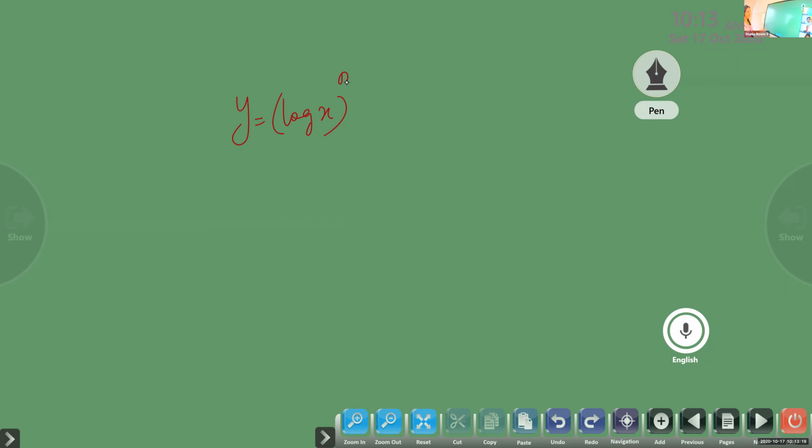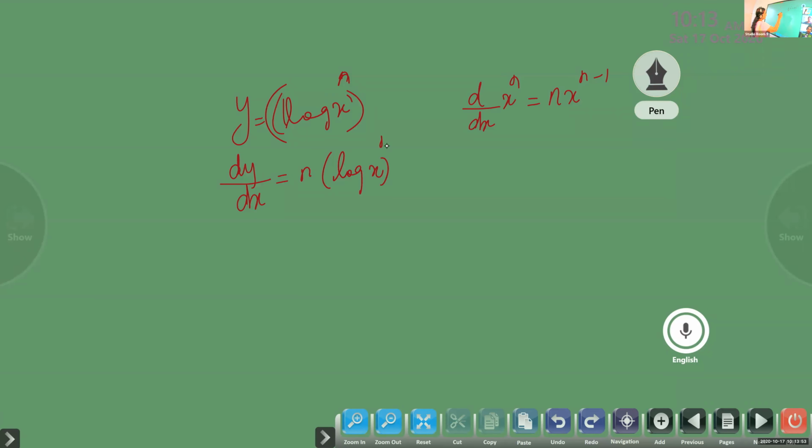Okay. y is log x raised to n. So it will be dy by dx. This is the composite rule, isn't it? Function of function rule. What is the derivative of x raised to n? n into x raised to n minus 1. Very good. So the derivative of log x raised to n: in the place of x we have this much, so it is n into log x raised to n minus 1. It is not over. Into, you have to differentiate log x. So it is 1 by x.